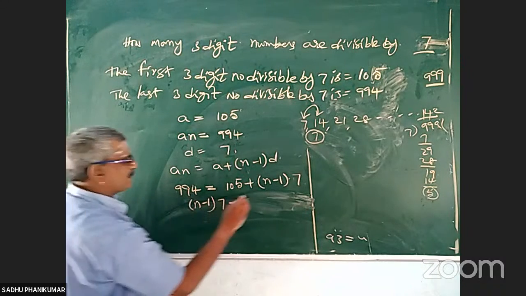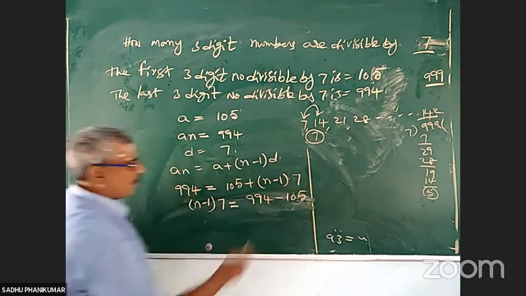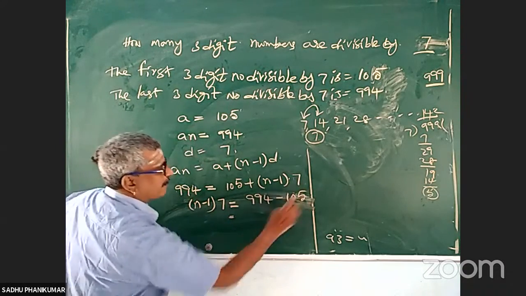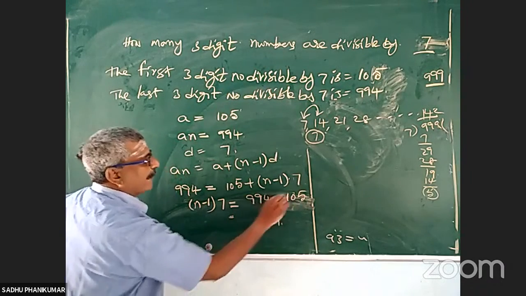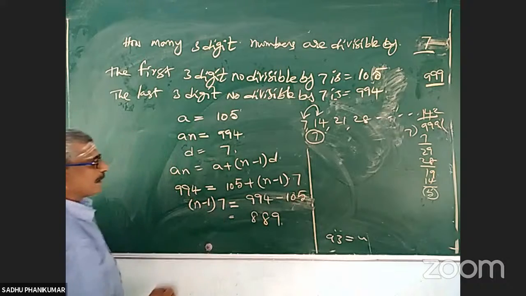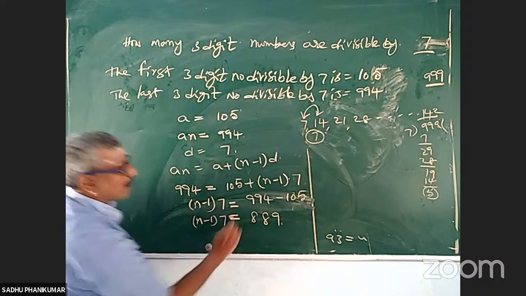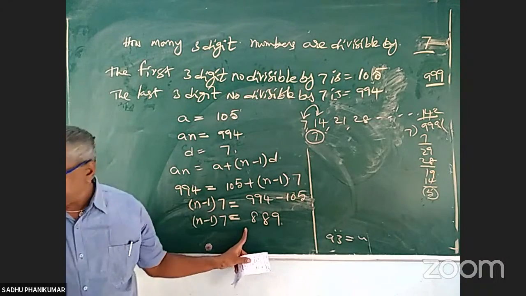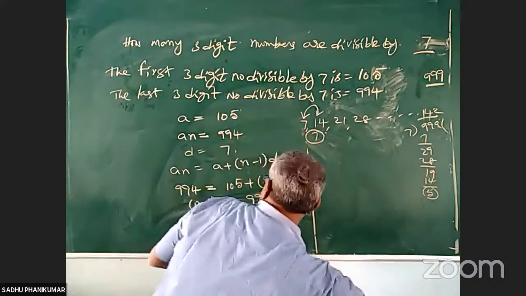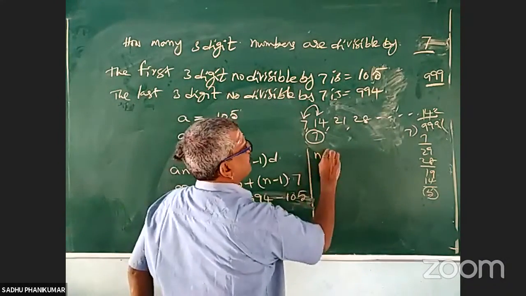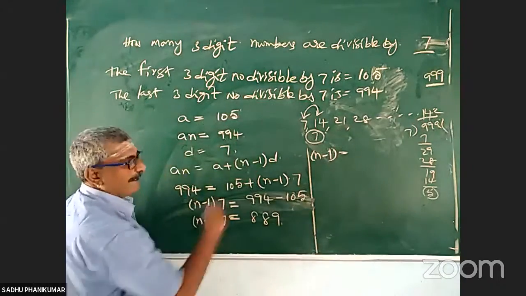Now get to the other side: 994 minus 105. Okay, 14 minus 1 is 9... 8 minus 0 is 8, 9 minus 1 is 8. That is n minus 1 into 7 is equal to 889. So n minus 1 is equal to, taking the multiplication by 7 to that side.